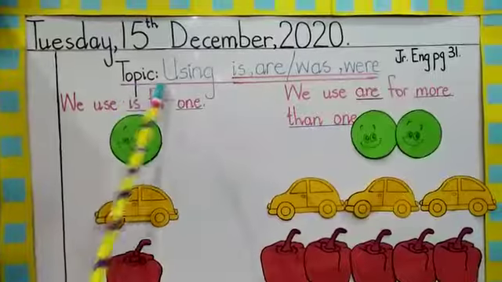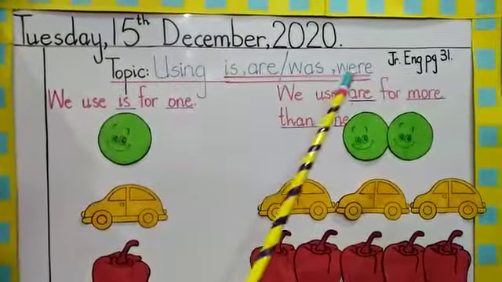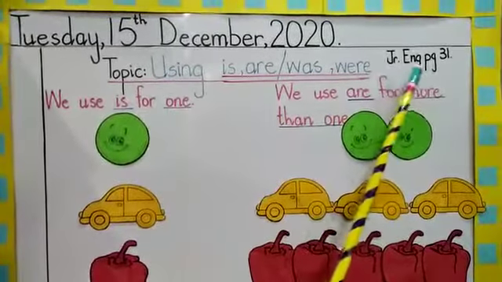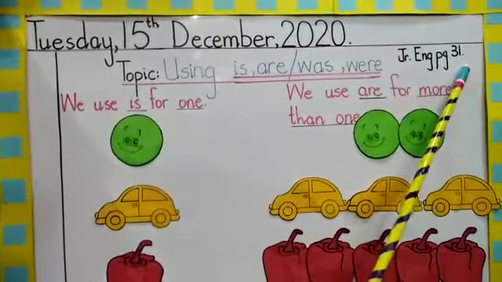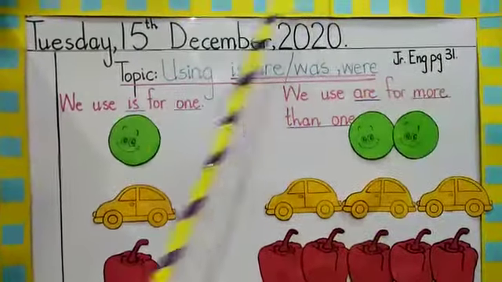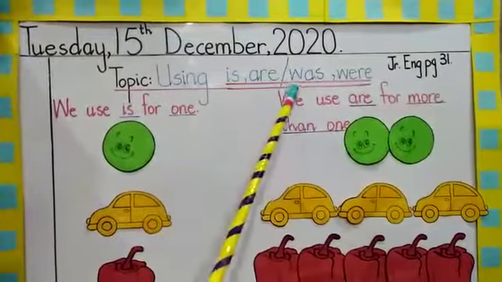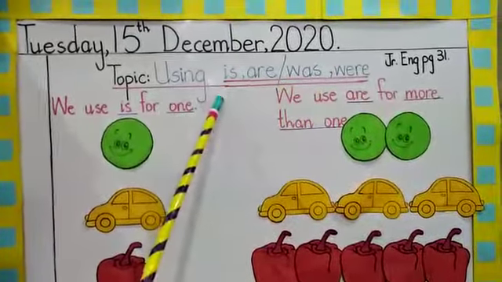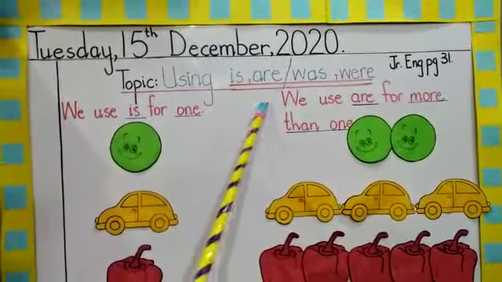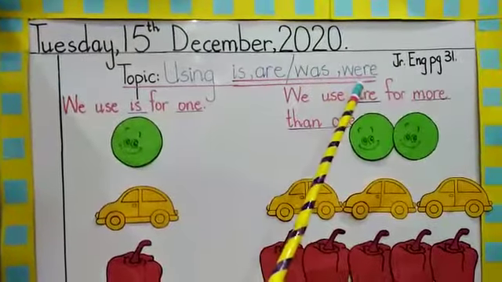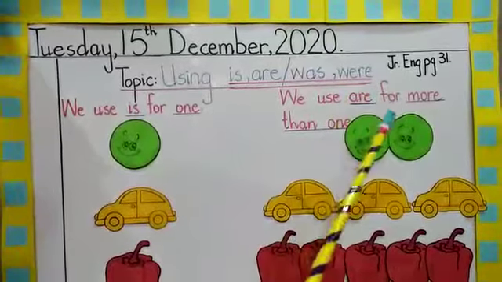Our topic is using is, are and was, were. This is your junior English book page number 31. Okay, let's know where we have to use is, are, was, were. We use is and are when we are talking about the present, and we will use was or were when we talk about the past.